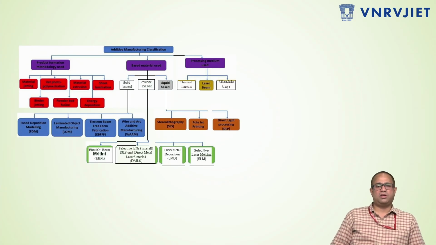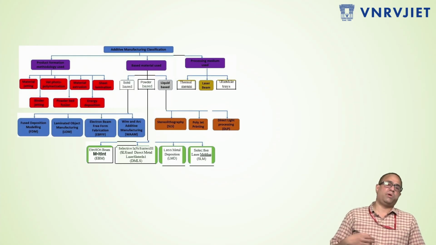And when you take the case of powder based, here the raw material is in the form of a powder. So selective laser sintering: here the raw material is in the form of a powder, and then it is going to be cured by the CO2 laser. So this CO2 laser is going to sinter the powder, so that the powder gets solidified layer by layer.